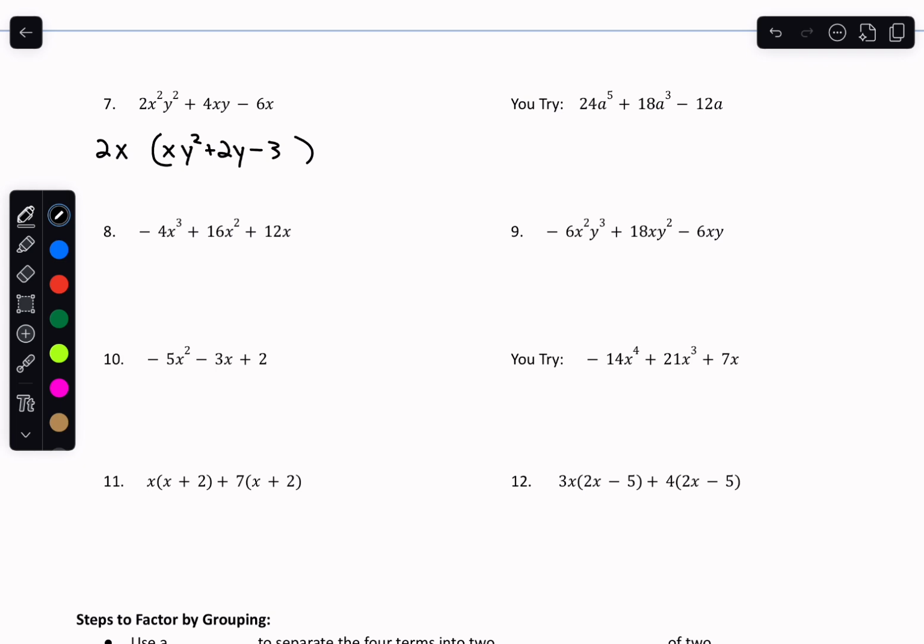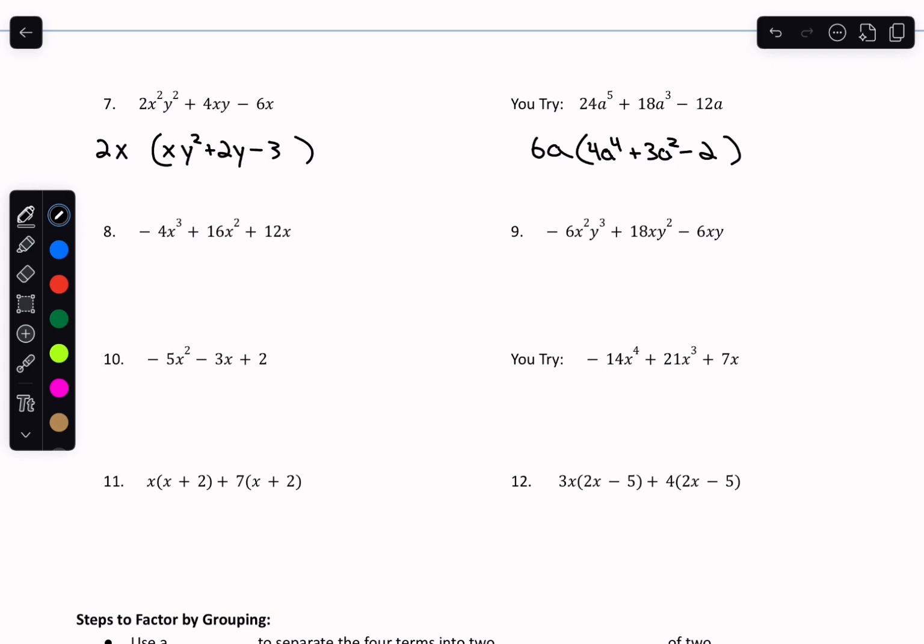All right, if you haven't paused yet, go ahead and do the you try. Okay, hopefully you paused. I have 3 terms, so I'm going to write parentheses with enough space for 3 terms inside. 24, 18, and 12. 12 is too big. They're not all divisible by 12, but they are all divisible by 6. So 6 is going to be my GCF. And then if I look at the exponents on the a's, 1 is the smallest exponent, so I'm going to use a to the first power. When I divide each of these terms by 6a, I'm going to get 4a to the power 4 plus 3a to the power 2 minus 2, because on that last term, the a's canceled out.